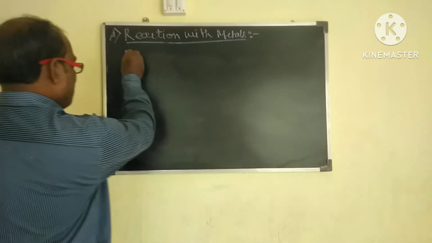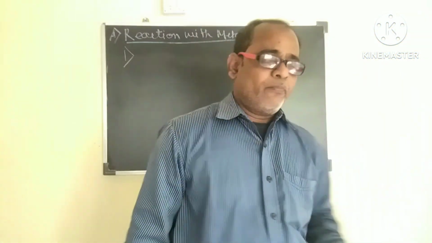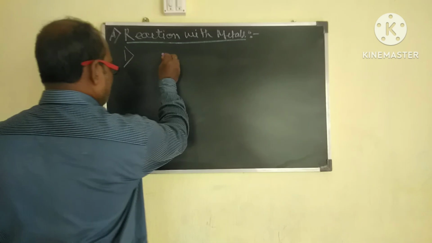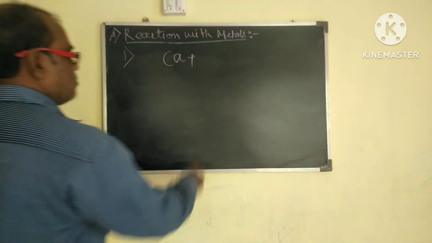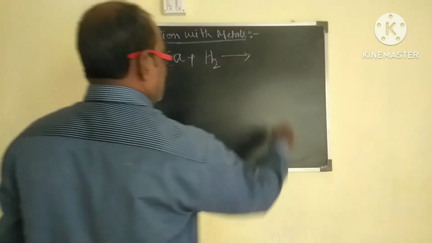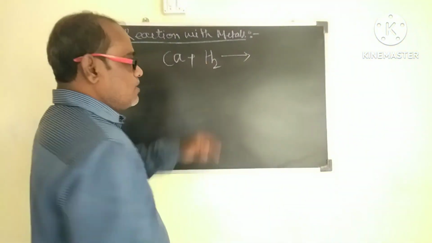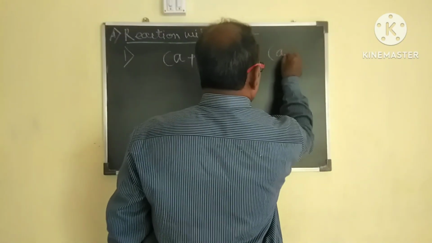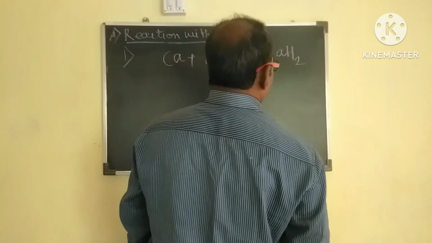So number one, I already explained, try to note down that point from my video. Number two, the reaction will be: here it is calcium, we know the valency of calcium is 2, and when it reacts with hydrogen, it forms calcium hydride. Valency of hydrogen is 1, so we get calcium hydride.